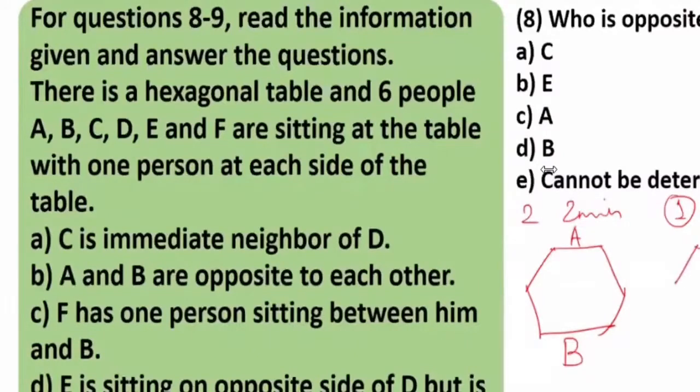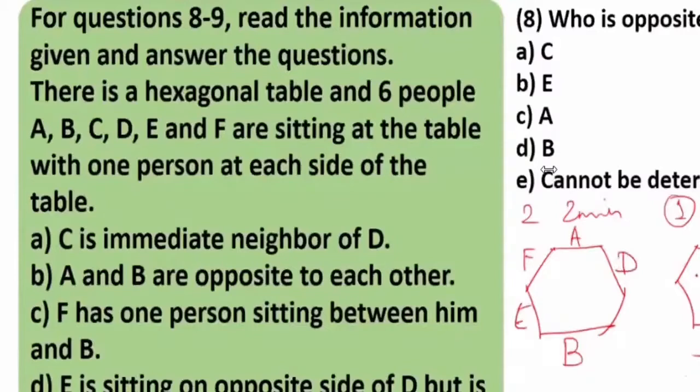But let us draw another diagram over here. This is A, this is B. So F can be here, 1 person sitting between B and F can be here, again here, 1 person sitting between F and B. Then E is sitting opposite side of D. But E is not a neighbor of A. So, E cannot be here. E can be here or here. But if E is over here, opposite D cannot be. So, E can be here and D is here.